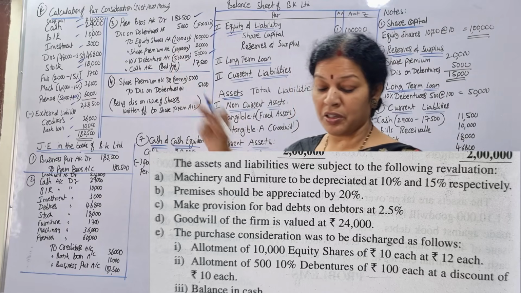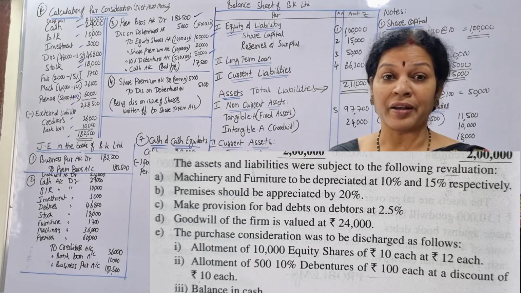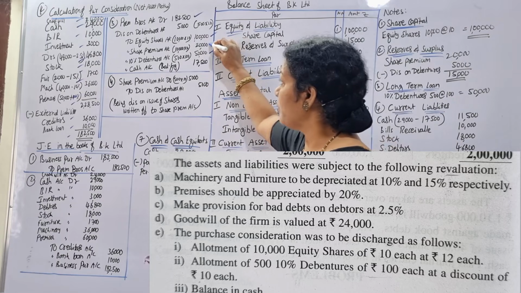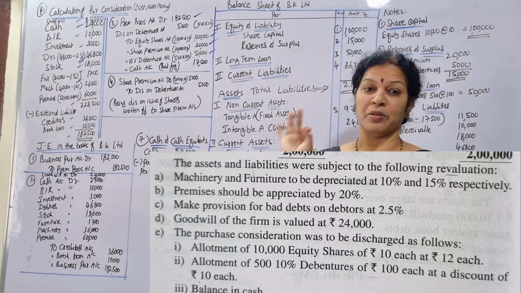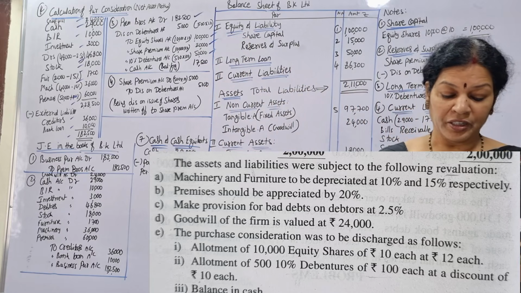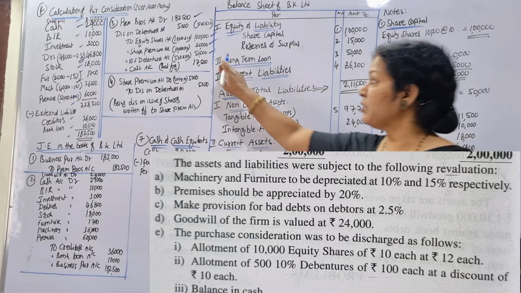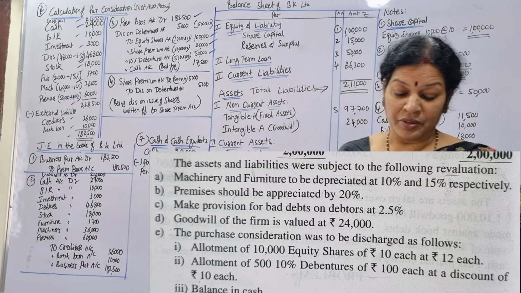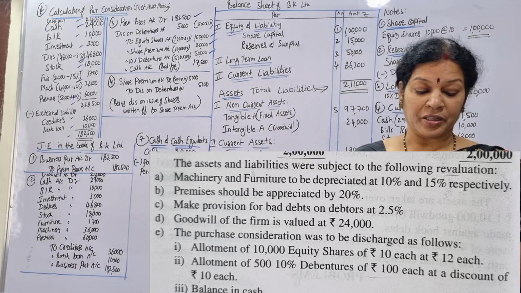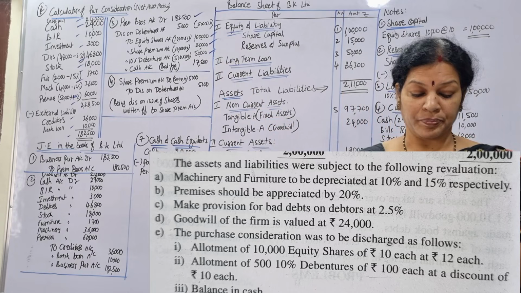Share premium account, shares are 10,000 at the rate of 2 rupees. How did you get 2 rupees? 12 minus 10, 2 rupees. So we are writing share premium separately. And debentures, 500 into 100, this you know. And these debentures are issued at a discount of 10 rupees.